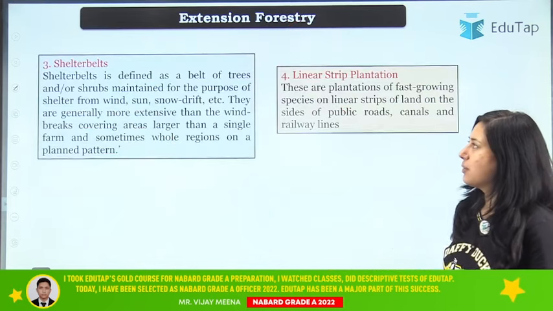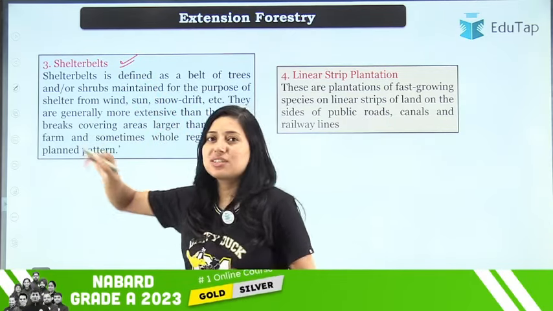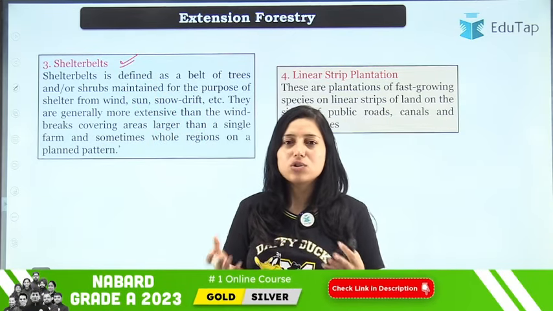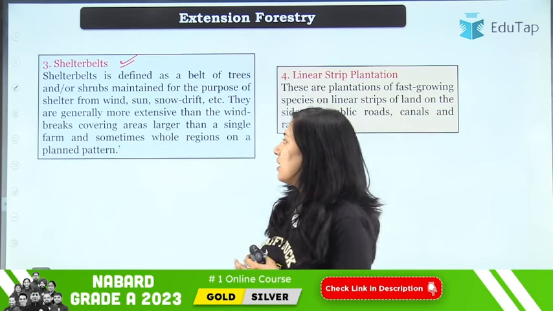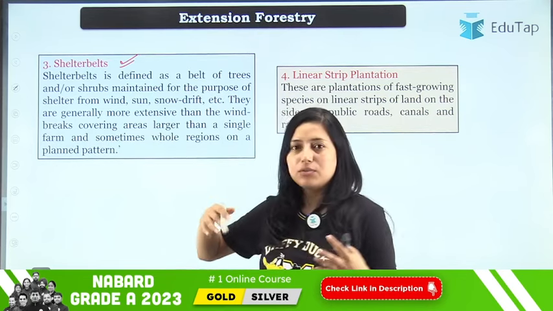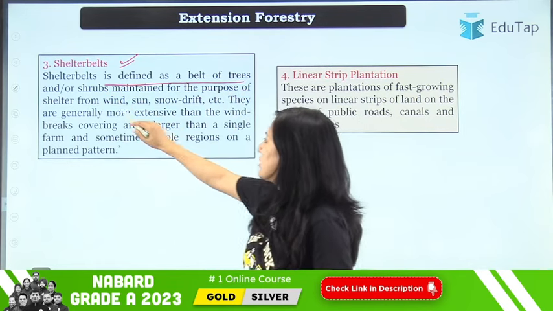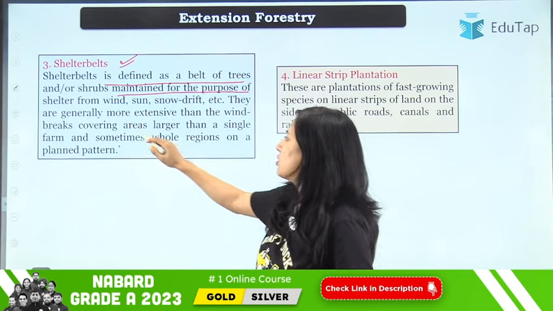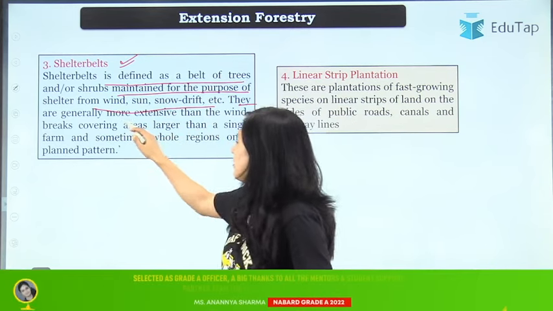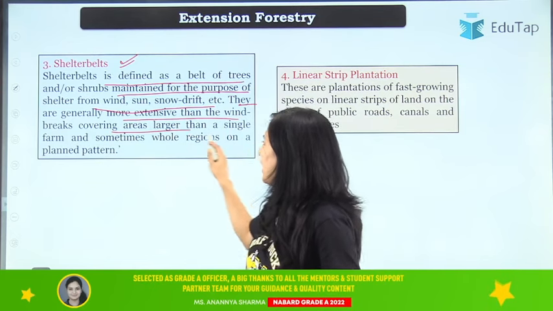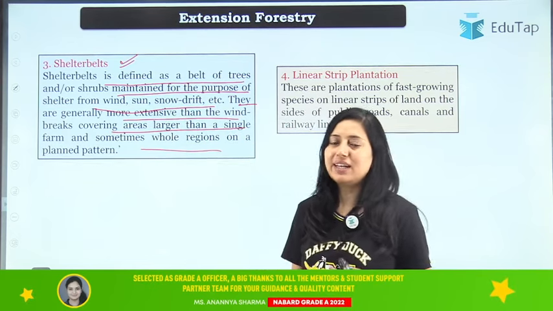Now let's discuss the other one, that is shelter belts. Shelter belts, as the name suggests, are another kind of vegetation used to protect the farm. Basically a shelter belt is defined as a belt of trees or shrubs maintained for the purpose of shelter from wind, sun, snowdrift, etc. They are generally more extensive than a windbreak, covering an area larger than a single farm and sometimes a whole region on a planned system.